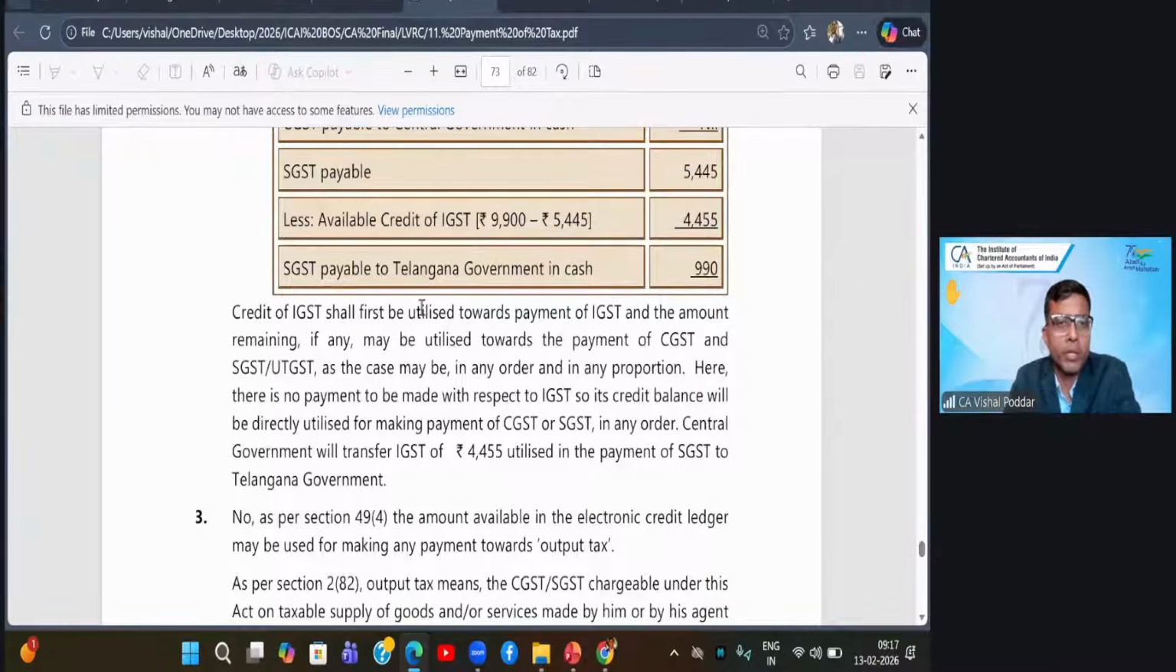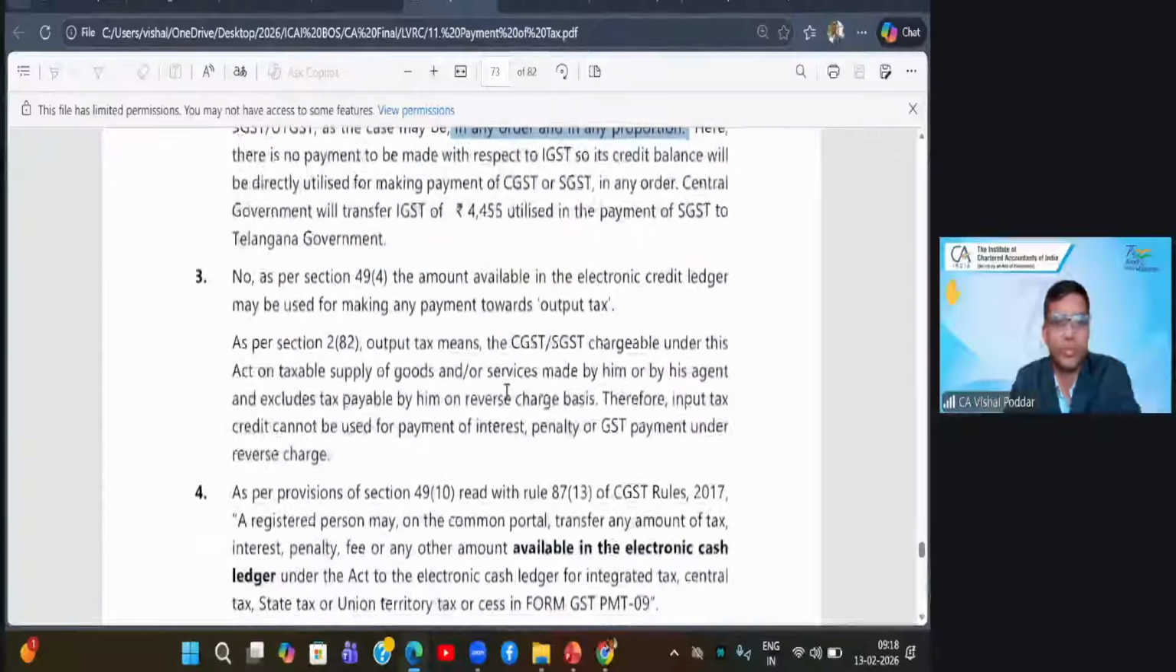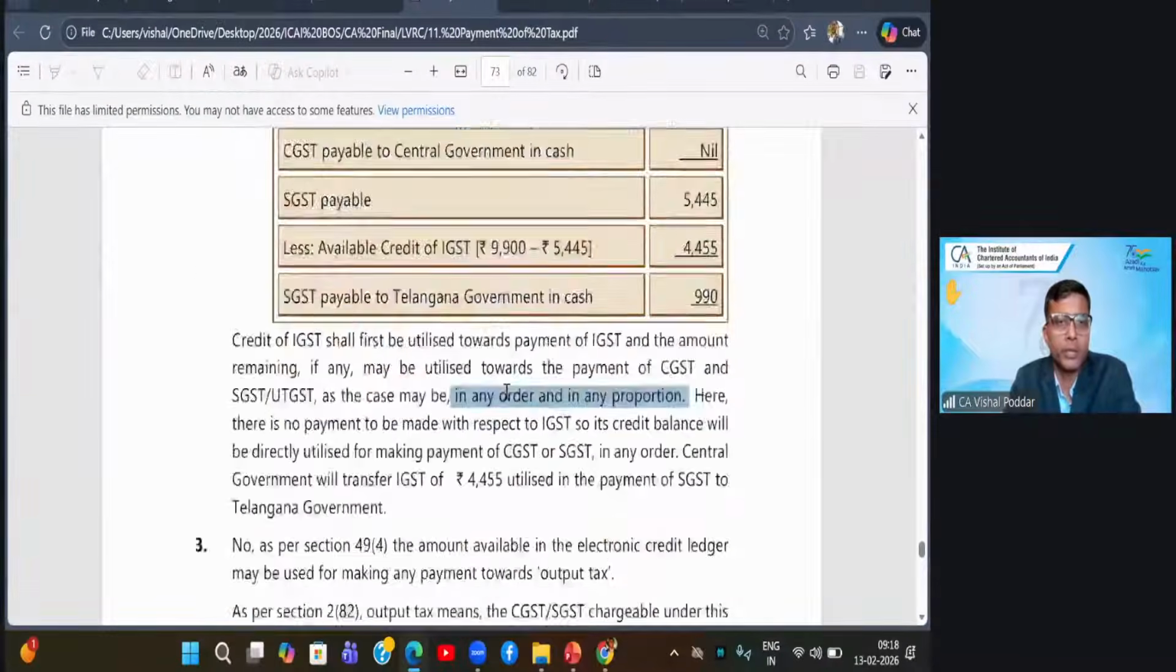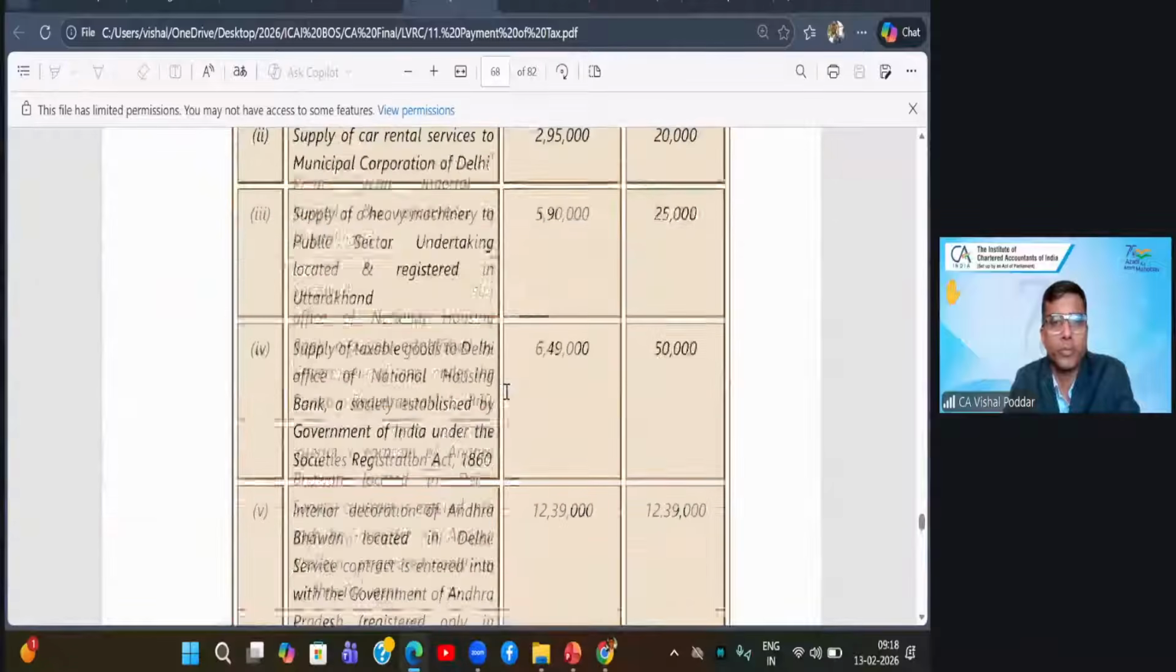Now, what is given? The credit of IGST shall be first utilized against IGST, but we do not have IGST liability here. The amount remaining may be utilized towards payment of CGST and SGST in any order. So it can be utilized in any order and in any proportion. Here we have first nullified the entire CGST and then SGST. Hence there is no payment to be made with respect to IGST. So its credit balance will be directly utilized for CGST and SGST in any order. Correct? So that is the simple example and transaction.